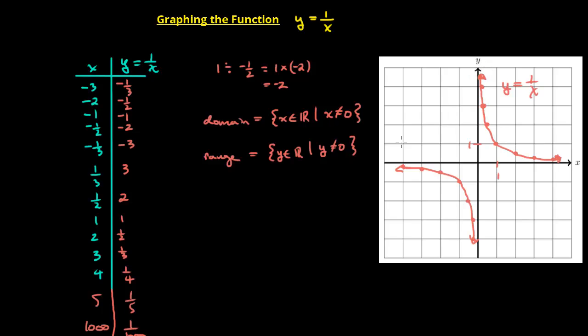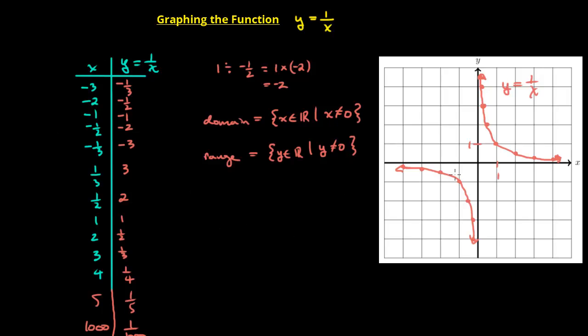Because if you take 1 divided by 0.000001, that's going to give me a really, really big number. So as we get smaller and smaller positive values for x, the y values get larger and larger. But we can never touch the y-axis, because then we would have x equal to 0, and we know that division by 0 is either undefined or indeterminate. In this case, because we're dividing 1 by 0, that would be undefined.